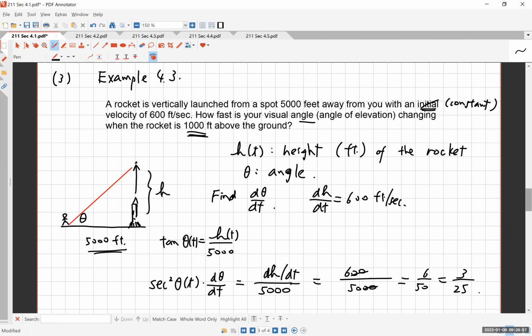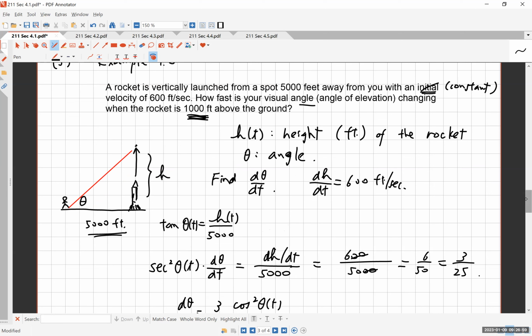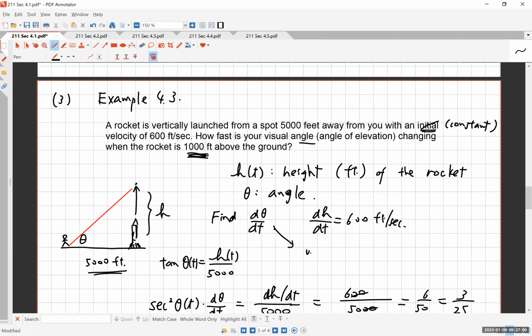Notice here, I didn't use this because this is one of those things constantly changing, and I can't plug this number in until we have done the differentiation, right? The rocket is at 1,000, so when you want to find this, when h is 1,000.